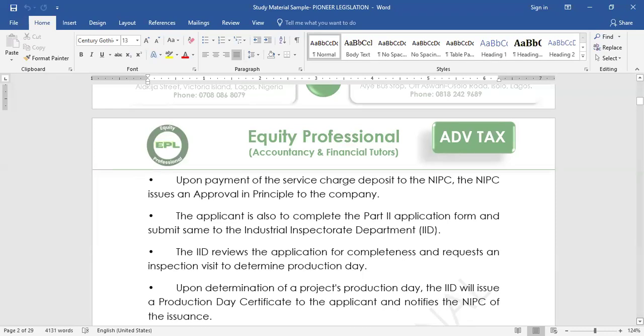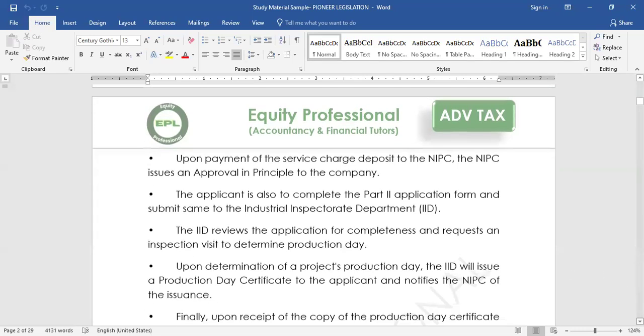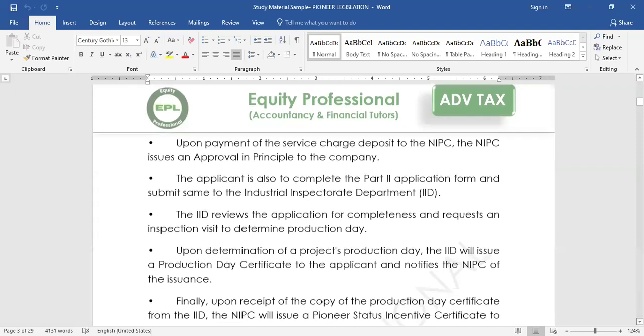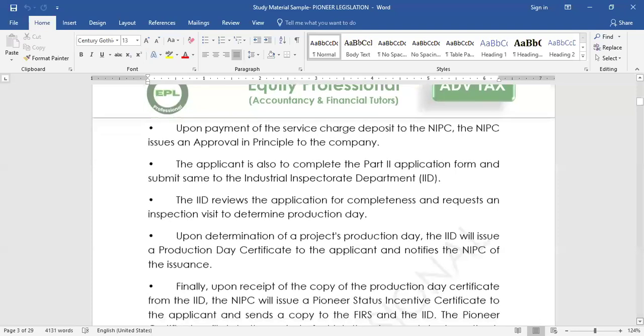So once you collect approval in principle, you will now send them a projected production date. Production date or production day is the day on which the pioneer status begins. Assuming the pioneer period is for 3 years, the production day is the first day that the pioneer status will start.